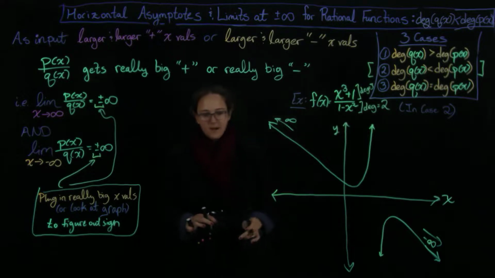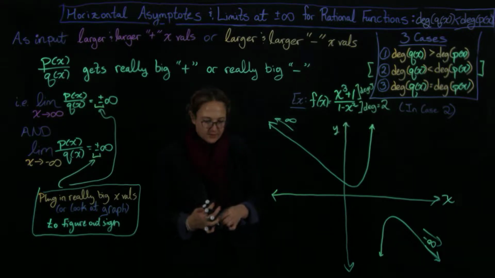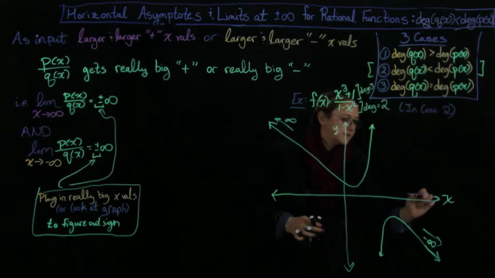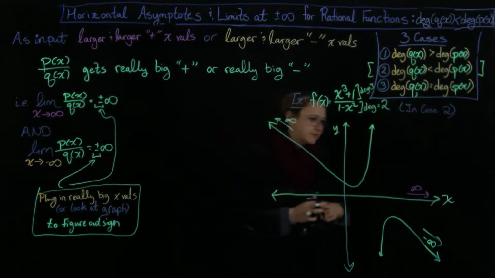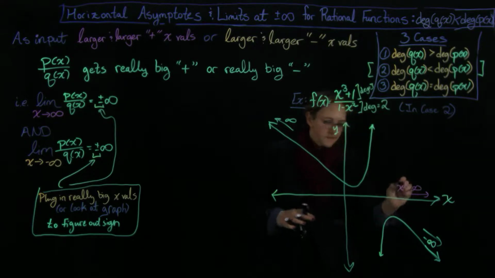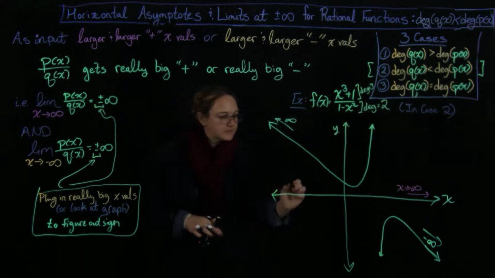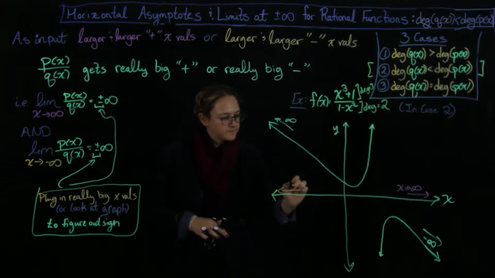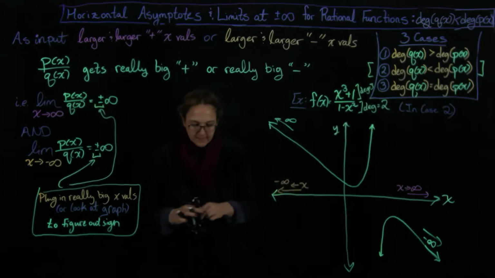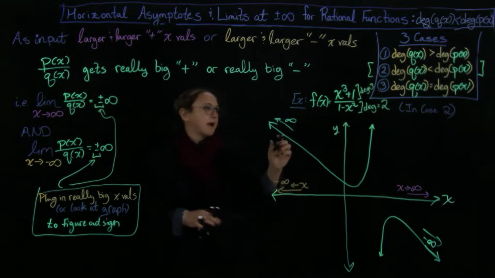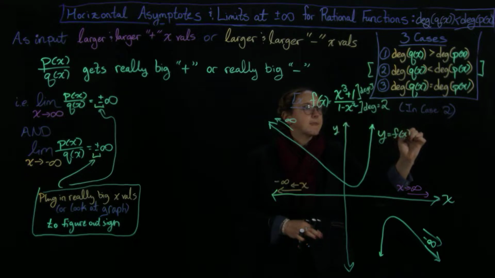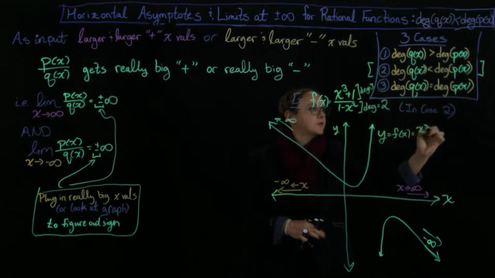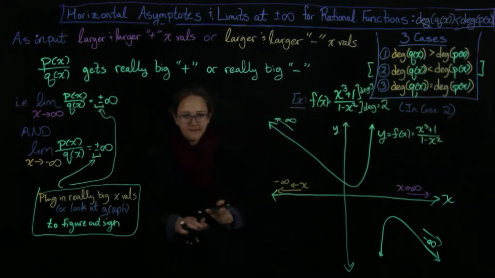This is what we're looking at. This is the positive infinity direction. This is x going towards infinity here. As I go back here, x is going towards negative infinity. This is the graph of y equals f of x equals x cubed plus 1 divided by 1 minus x squared. So that's what I'm graphing here.